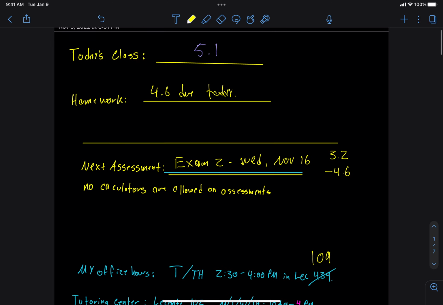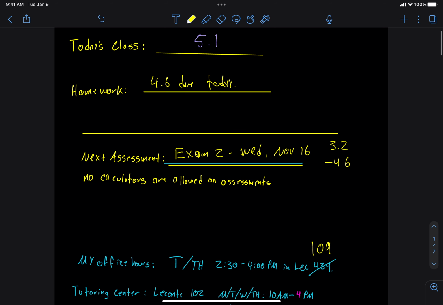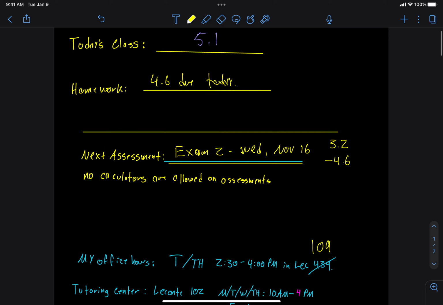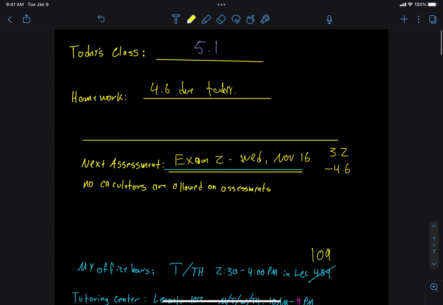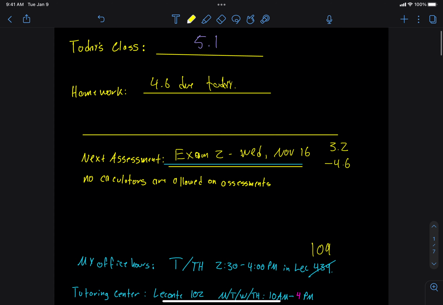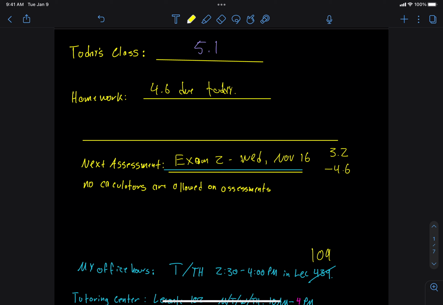All right, so today we're going to talk over a new chapter. We're going to start chapter five with section 5.1. For homework, you have a homework assignment which is due today. That's the homework assignment on inverse trig. So that's due today. Our next assessment will be exam two, which is this Wednesday. So we will have a review in class tomorrow. All of the exam questions will be pulled from the homework assignments. The homework assignments which I will pull questions from will be homeworks 3.2 up to 4.6.